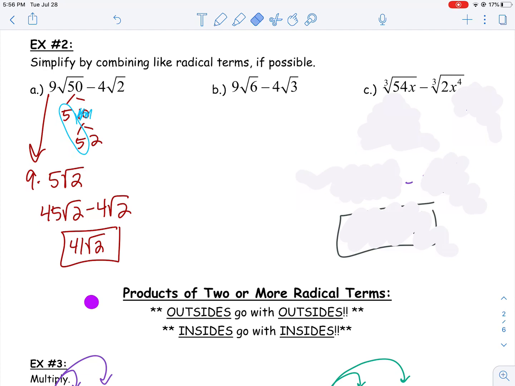The square root of 3 can't be broken down. And so it looks like these are never going to be like terms, and so I wouldn't be able to add or subtract these together. I would just have to leave it 9 rad 6 minus 4 rad 3.